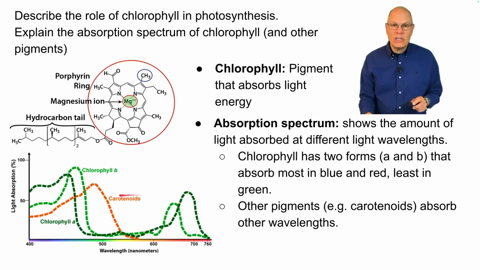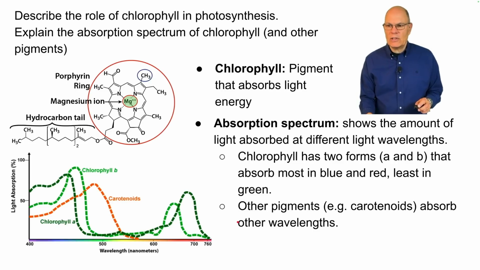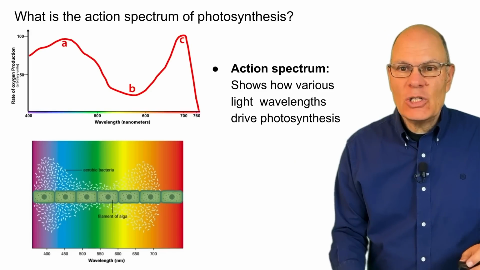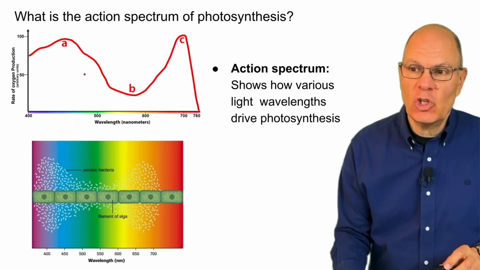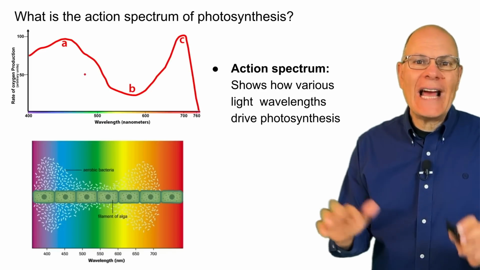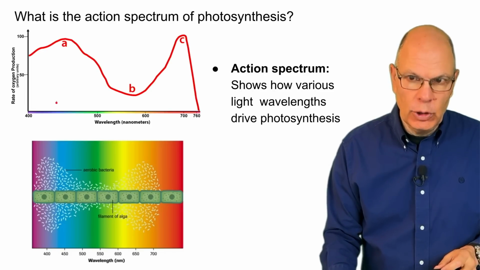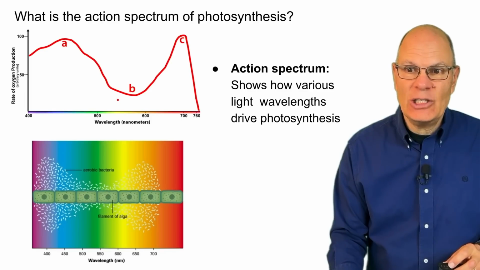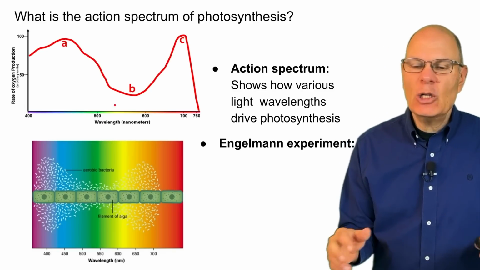There are other pigments that are also involved in photosynthesis. One's called a carotenoid, and they absorb other wavelengths. What is the action spectrum of photosynthesis? The action spectrum, which looks a little bit different from the absorption spectrum that we just looked at, shows how various light wavelengths drive photosynthesis. And blue and red drive the most photosynthesis, and green drives very little. This was determined by the Engelmann experiment.